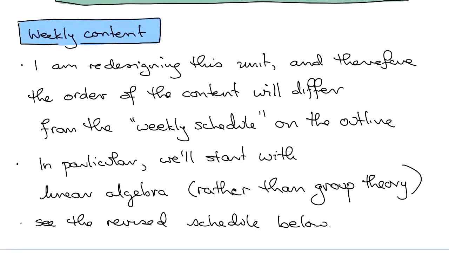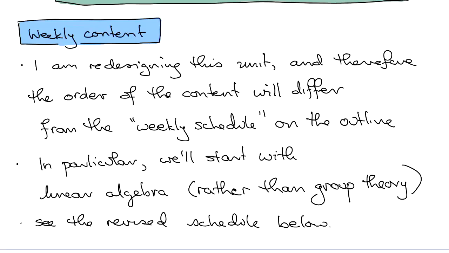All right, so I'm kind of changing things around with this unit, and I didn't, in time, change the weekly schedule that's on the unit outline. The university makes everything happen very early. So in particular, I just want to emphasise that the content's going to differ kind of substantially, actually, from what the weekly schedule says on the outline. And the main difference is that we're doing the linear algebra part first and the group theory part second.